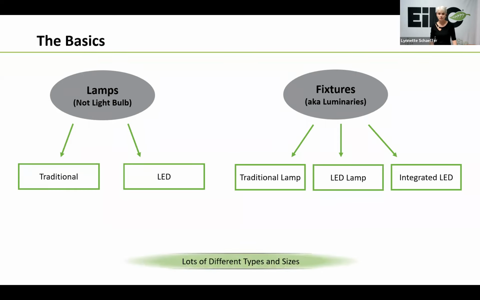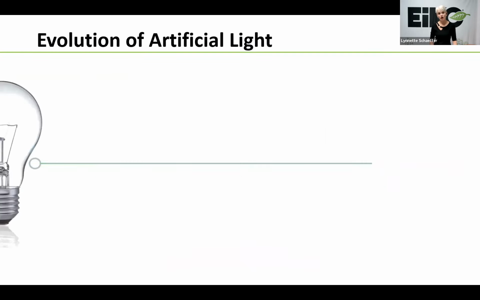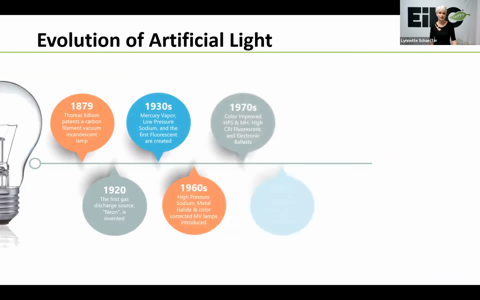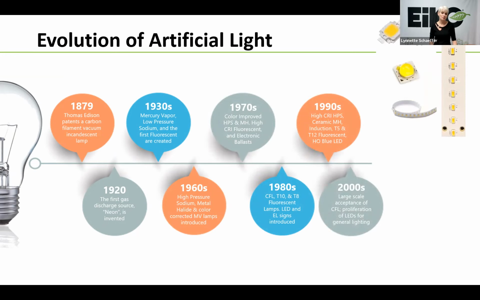Now, as you can imagine, lamps and fixtures come in many different sizes and shapes, and they obviously have evolved since 1879. So artificial light sources date all the way back to, yes, 1879, when Thomas Edison created the first incandescent lamp. Now, this is actually quite impressive because it's still a lamp that's used today, which is amazing.